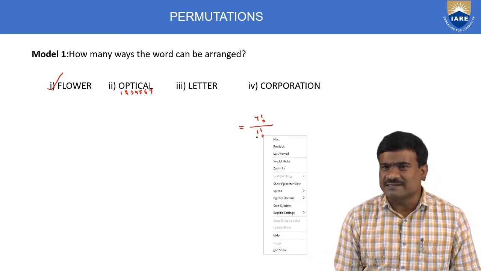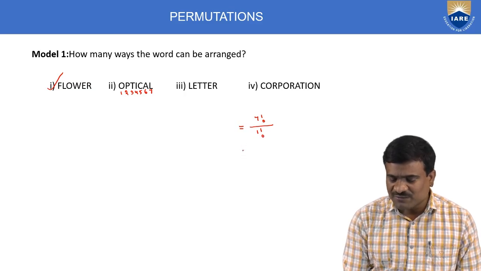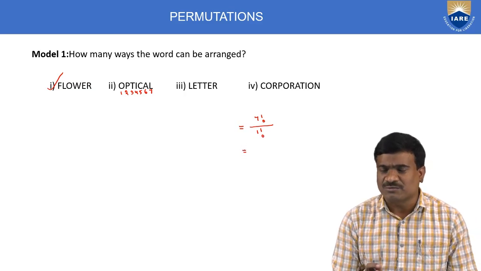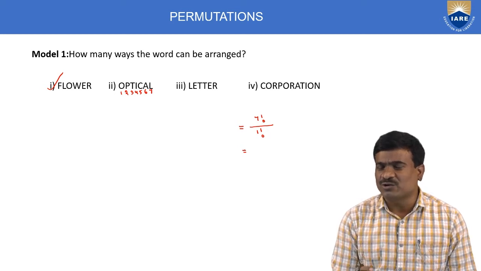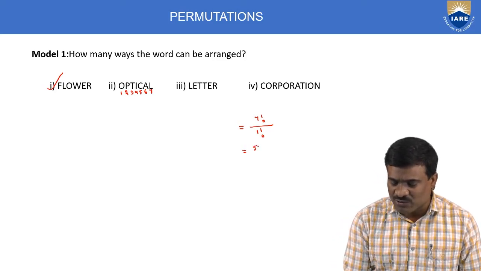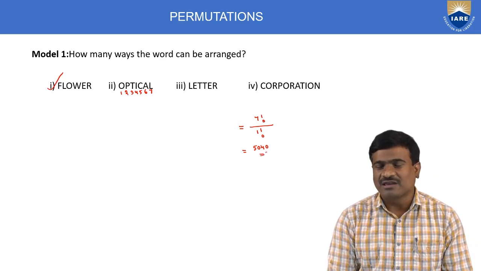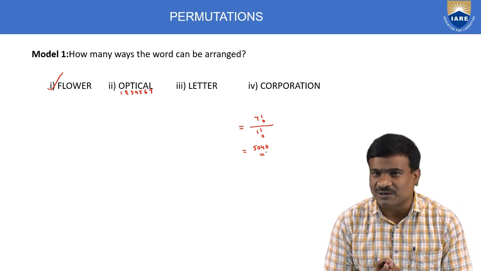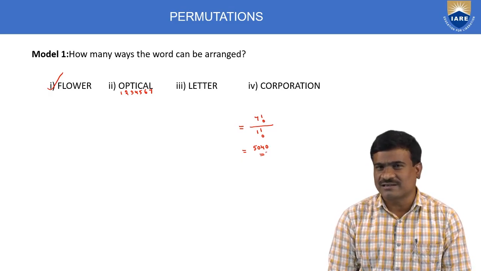So the answer is 7 factorial divided by 1 factorial. 7 factorial means 7 into 6 into 5 into 4 into 3 into 2 into 1, divided by 1 factorial, which is 5040. Here the answer is 5040.